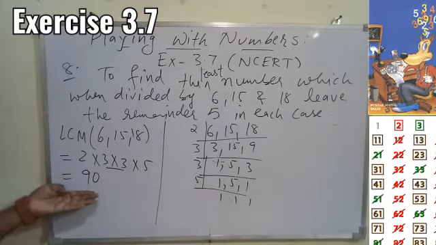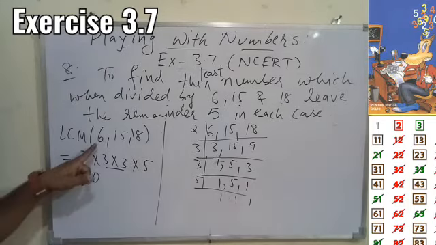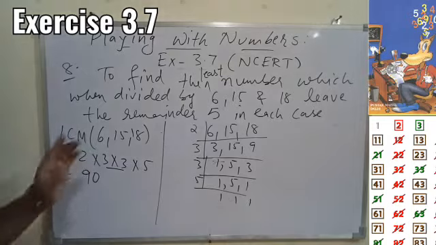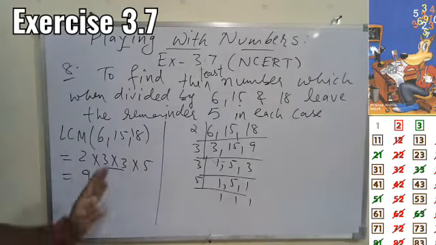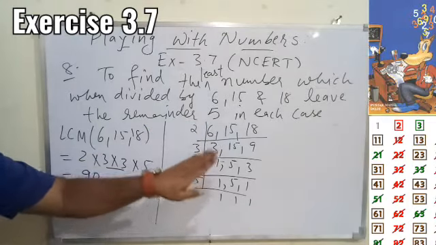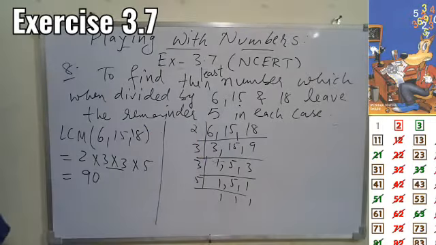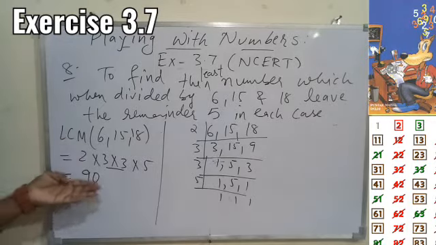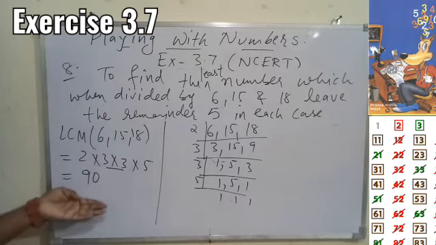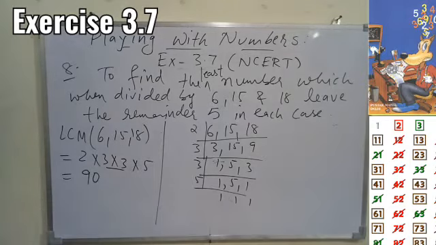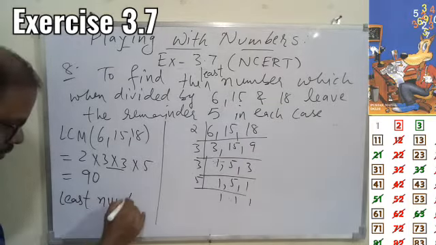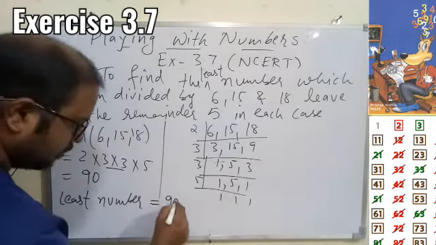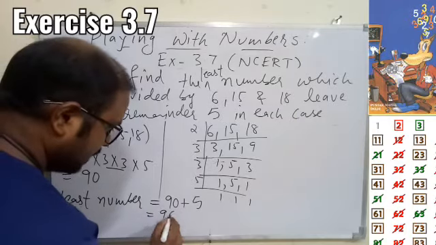So we can say 90 is the least number which is completely divisible by 6, 15 and 18. But we have to find the least number which will not be completely divisible; it will leave the remainder 5. So what is to be done? If we just add 5 to this number, then once you divide by 6 it will leave the remainder 5, divided by 15 it will leave the remainder 5, and 18 will also leave the remainder 5. So our least number will be 90 plus 5, that is 95.